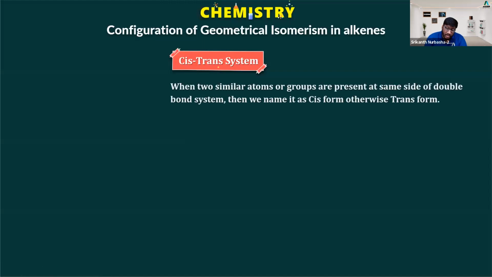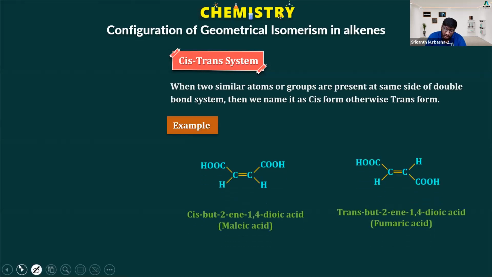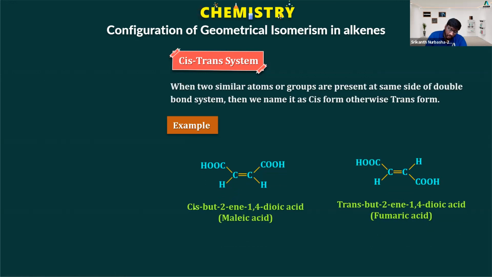Cis-trans system, students. Cis means what? When two similar groups or atoms are present on the same side of the double bond, then we name it cis, otherwise it is trans. Like cis 2-butene and trans 2-butene, that's a very simple example. We can also say cis but-2-ene-1,4-dioic acid. This is nothing but maleic acid. And trans but-2-ene-1,4-dioic acid is nothing but fumaric acid.